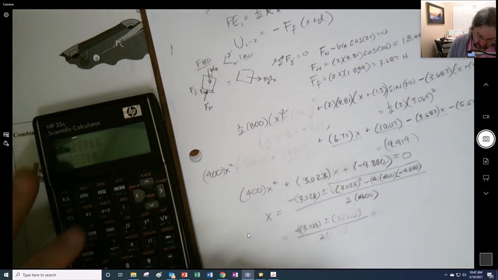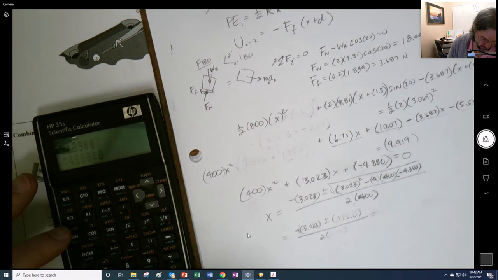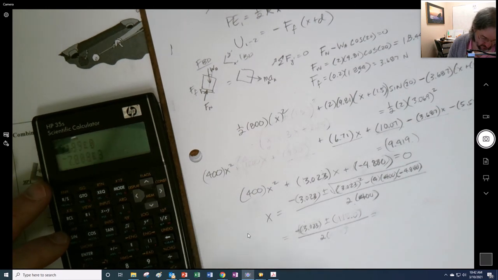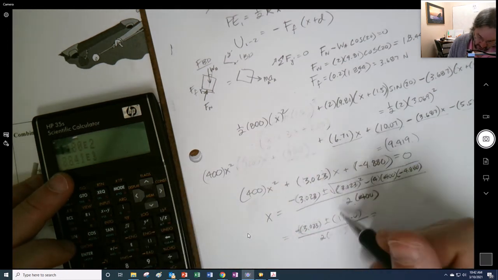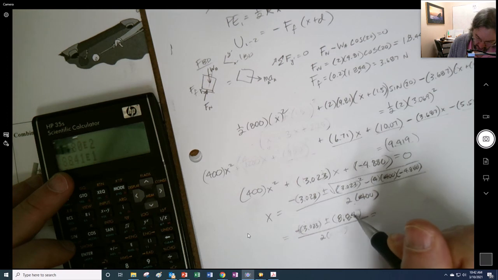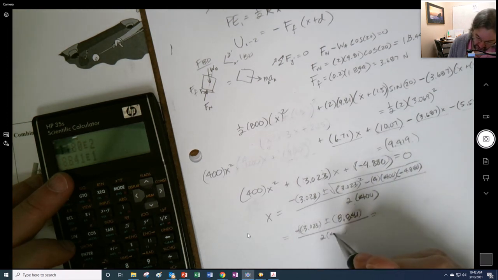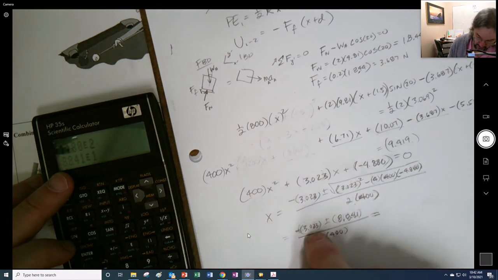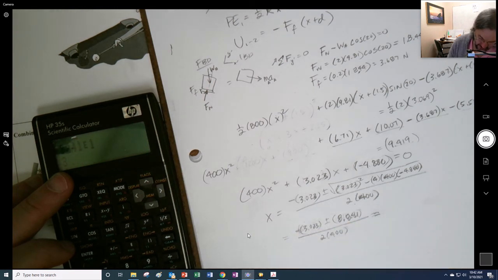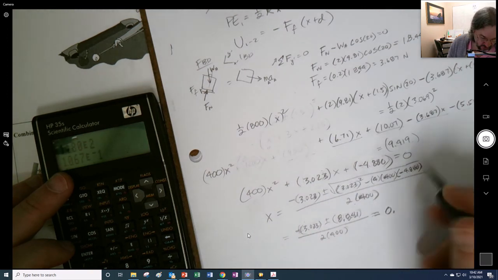Okay, so what's underneath here? We're going to take that squared and 4 times that and 400 times that, and take the square root. So we get 8.841, and this is still over 400, right? So we know it's going to be the positive, it had better be the positive value, negative 3.023 plus 8.841, divide by 2, divide by 400, and we get close to the published answer.